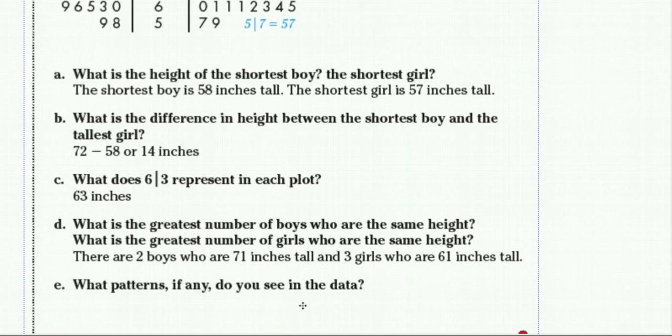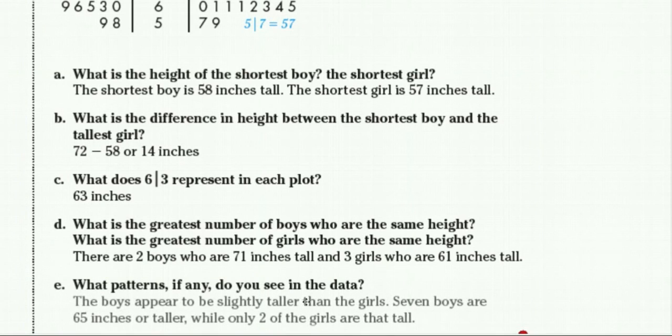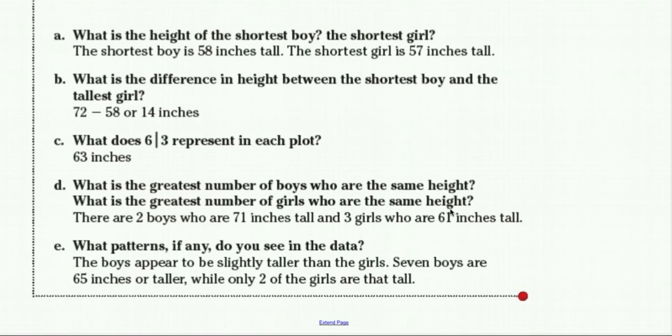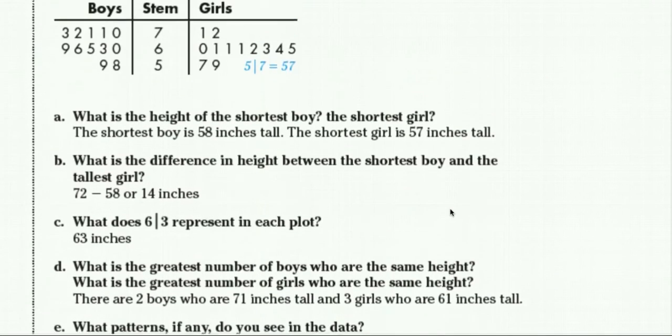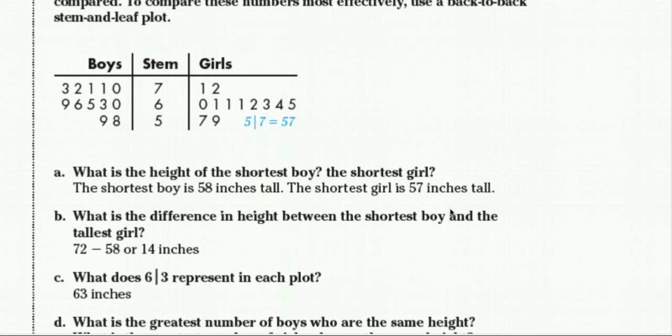What patterns do you see in the data? Answers for this will vary, but the conclusion would be the boys appear to be slightly taller than girls. 7 boys are 65 inches or taller, while only 2 of the girls are that tall. So you can see, you can get a myriad of information from just one stem and leaf plot.